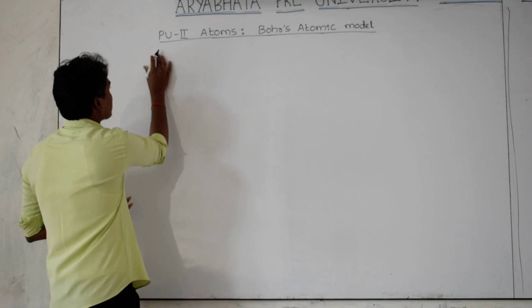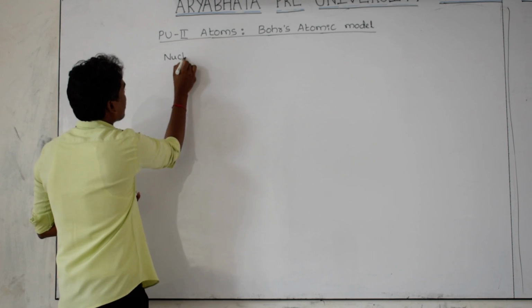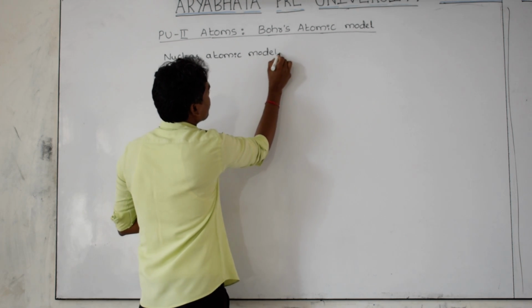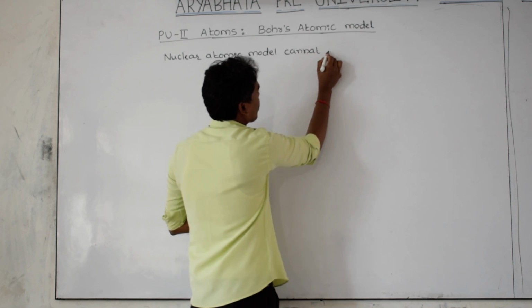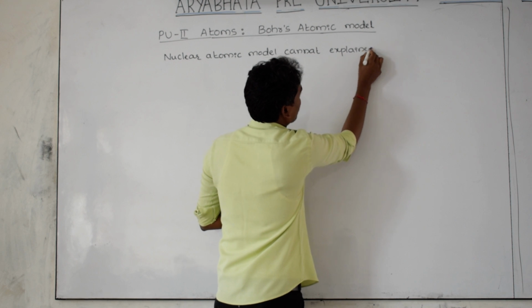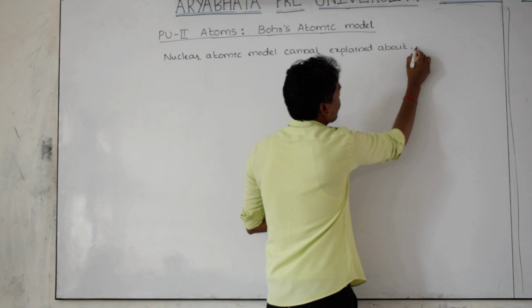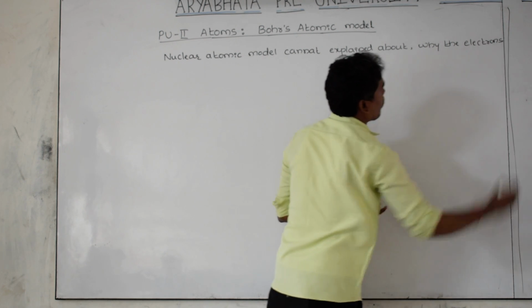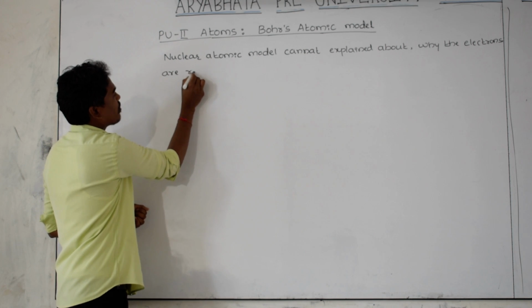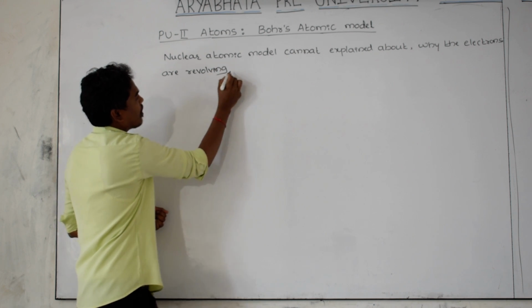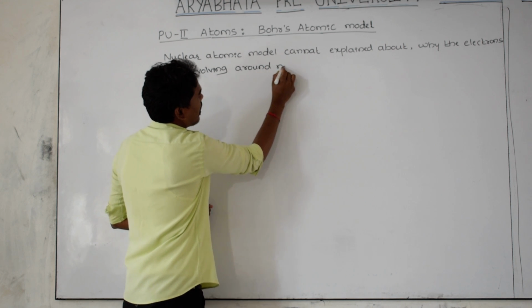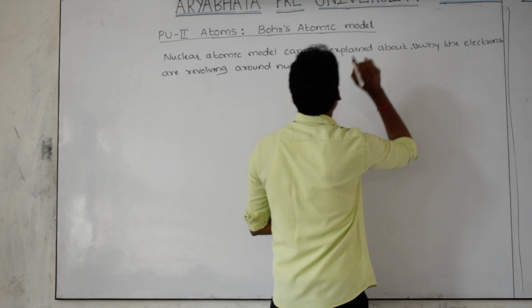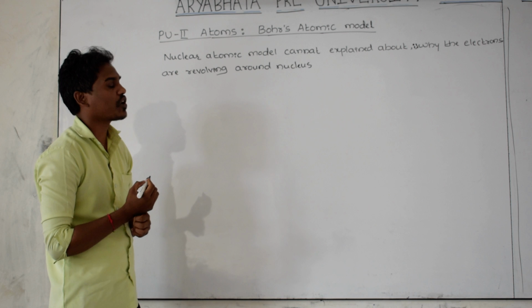And here, what is the reason? The nuclear atomic model, given by Rutherford, cannot explain why the electrons are revolving around the nucleus. This is the first reason. This reason cannot be explained by the nuclear atomic model, this atomic model of Rutherford.